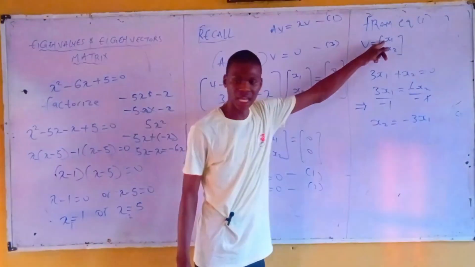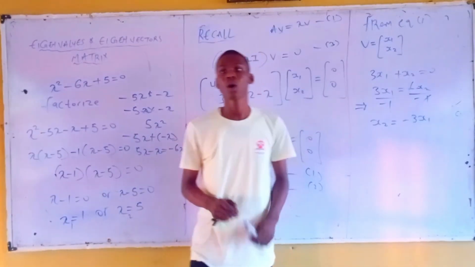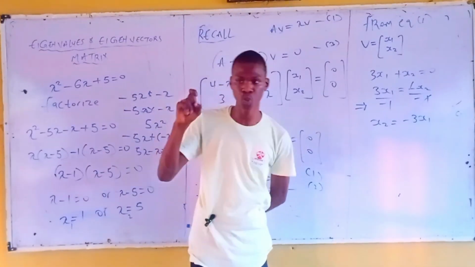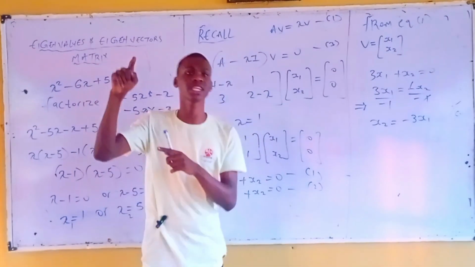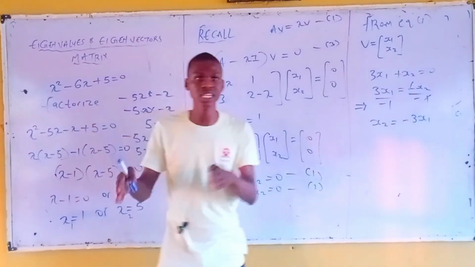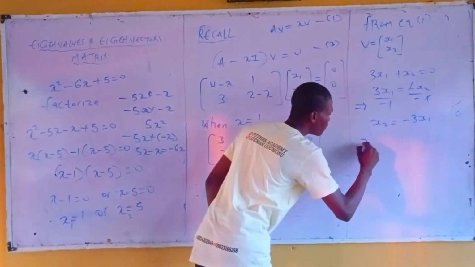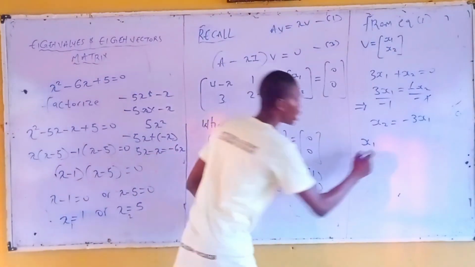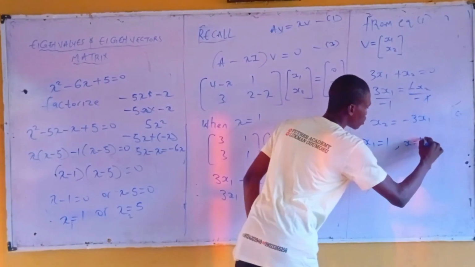Now from here, how are you going to interpret this? You want to get x1, x2. What it means is that if your x1 is 1, x2 will be negative 3. x2 is negative 3 times x1. Based on what you get here, our assumptions might be different. Let me say I'm using x1 equals 1, and you are using x1 equals k.